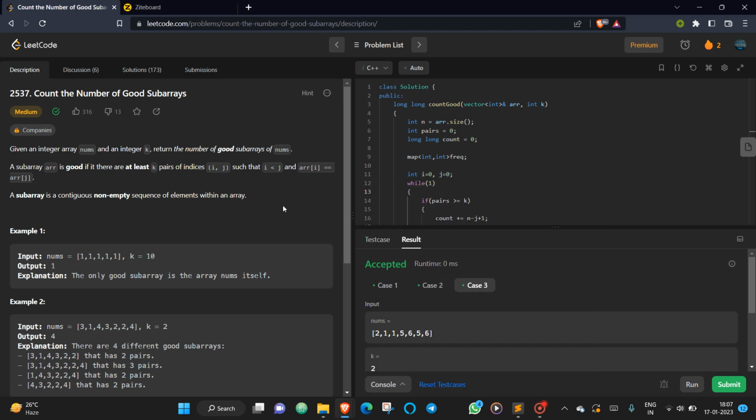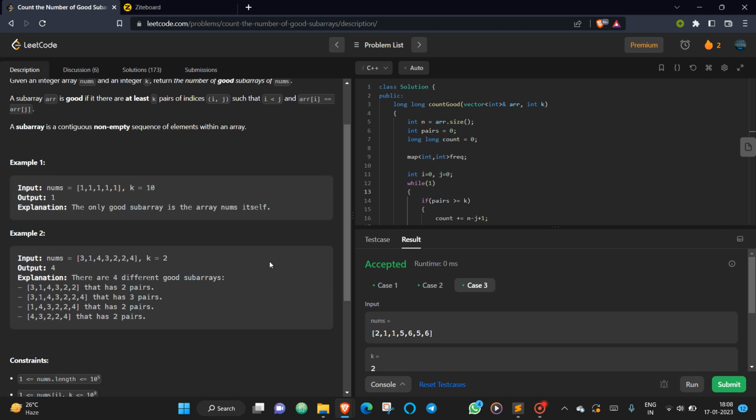So yeah, this is the problem. Count the number of good subarrays. So you need to return at least k pairs. You need to return the count of good subarrays such that there are at least k pairs of indices such that both the elements are equal, right?